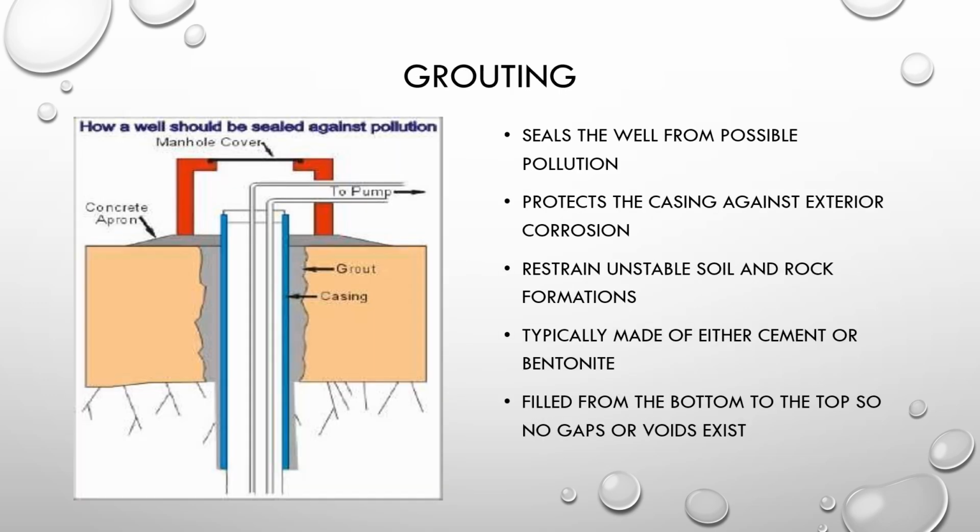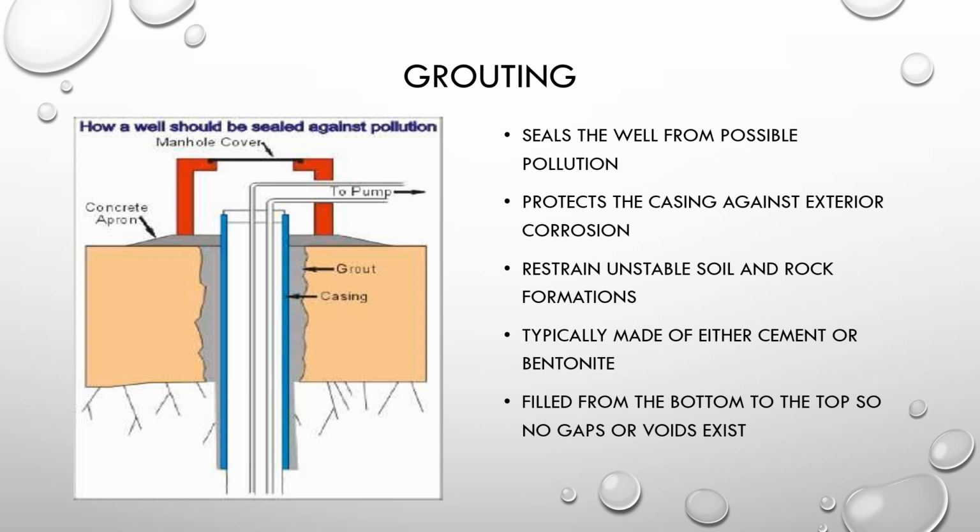Just to touch on well grouting again, you will see this on some kind of quiz or exam in the future. But well grouting seals the well from possible pollution, protects the casing against exterior corrosion, and prevents, or assists in the prevention of, collapsing of your well hole. It's typically going to be cement or bentonite that is used for the grouting. And then, of course, you're filling from the bottom up.